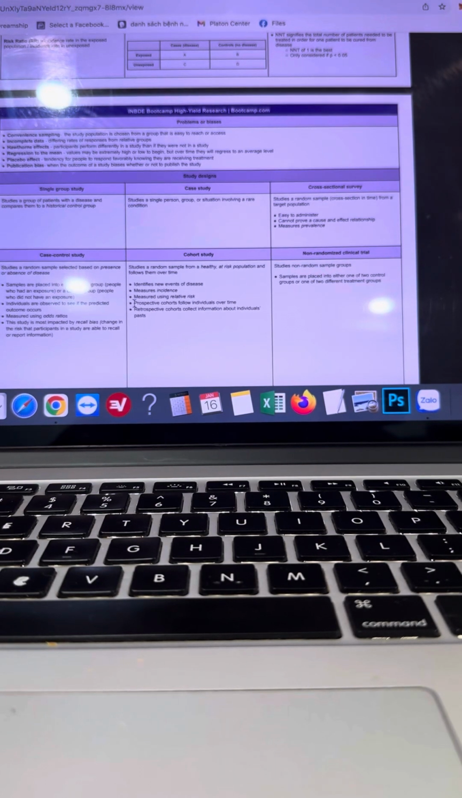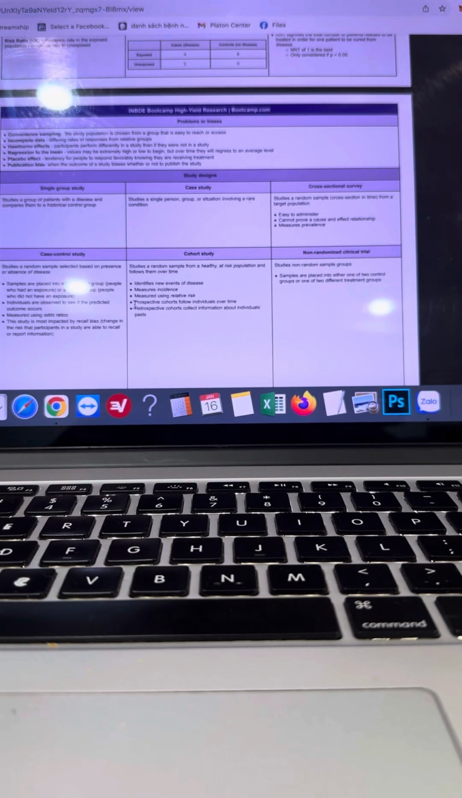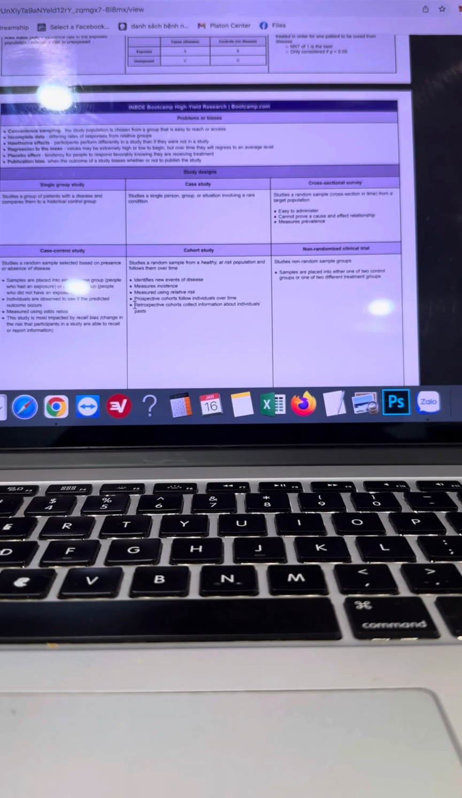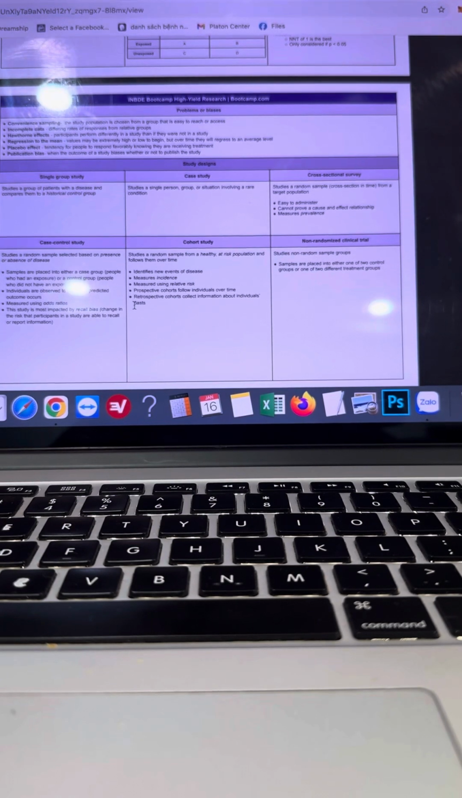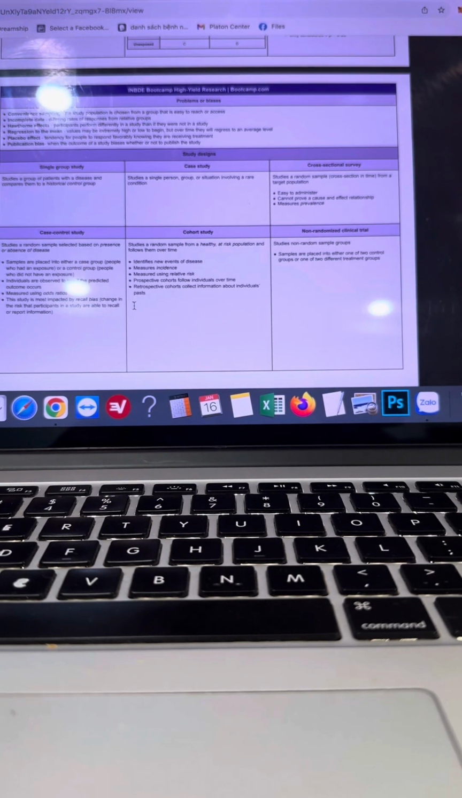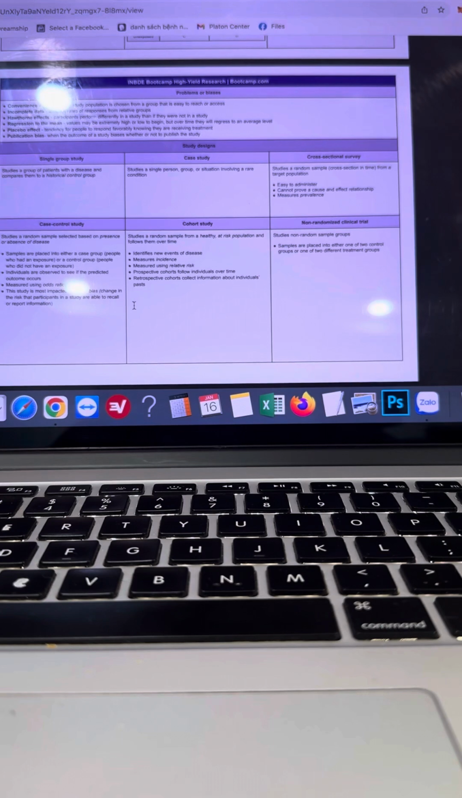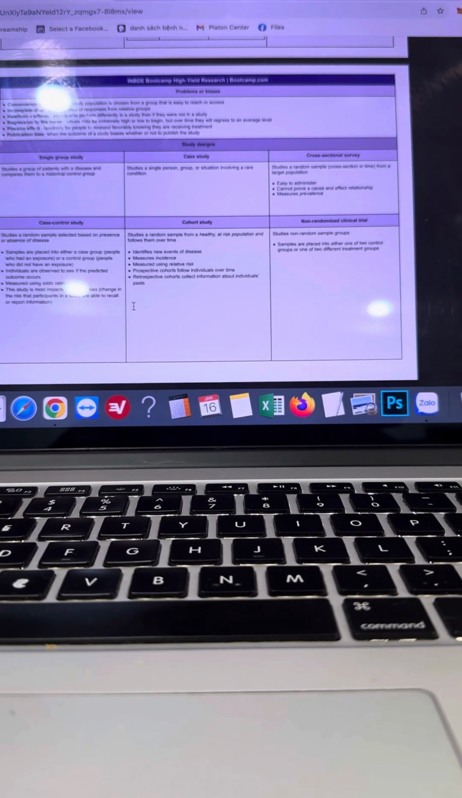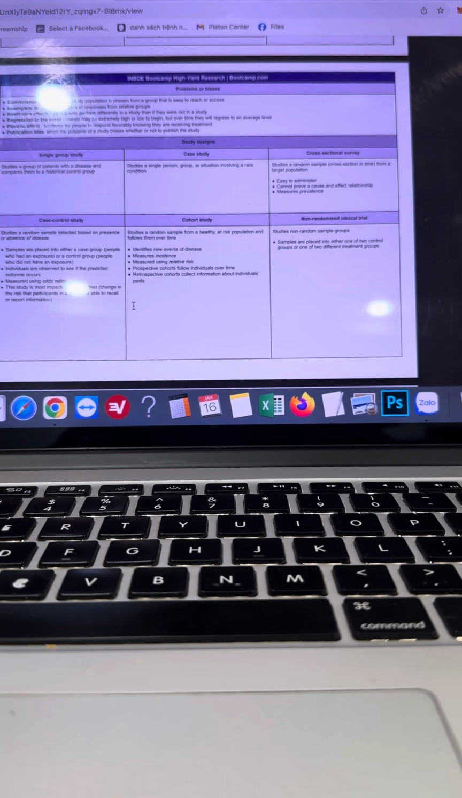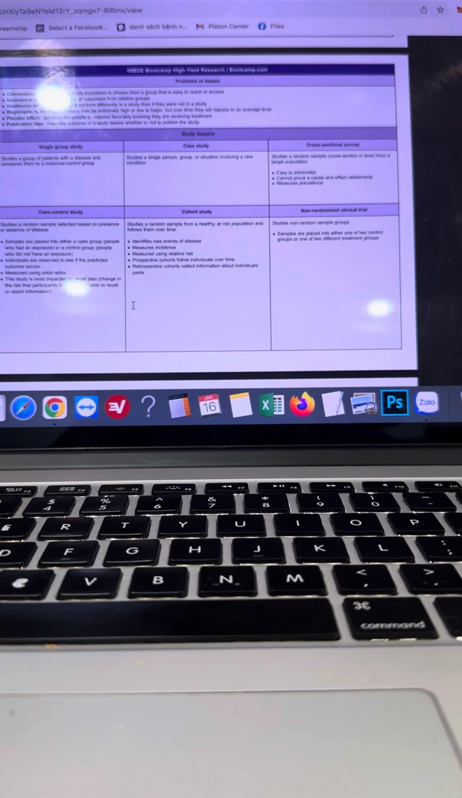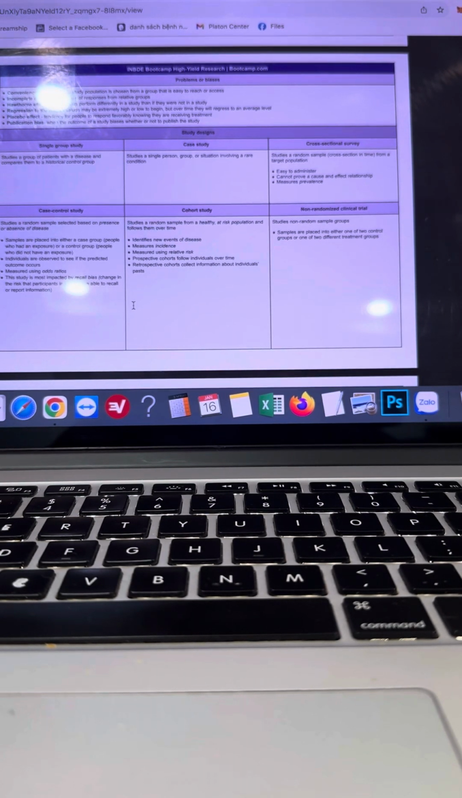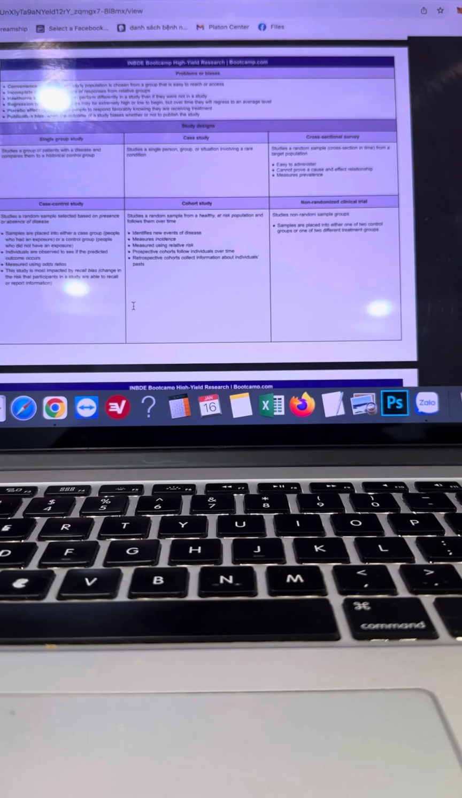Samples are placed into either the case group, people who had an exposure, or the control group, people who did not have the exposure. Individuals are observed to see if the predicted outcome occurs. It is measured using odds ratios. This study is most impacted by recall bias: changes in the rates at which participants are able to recall and report information.